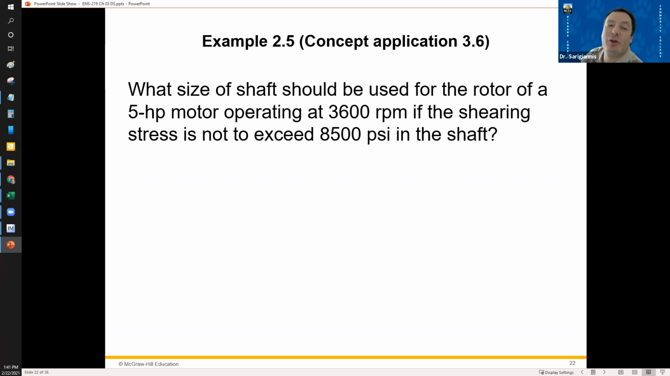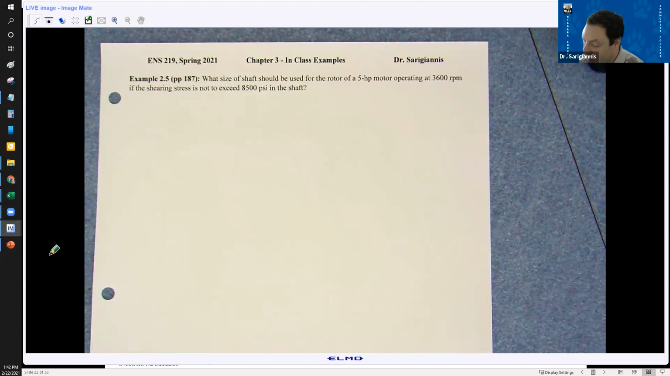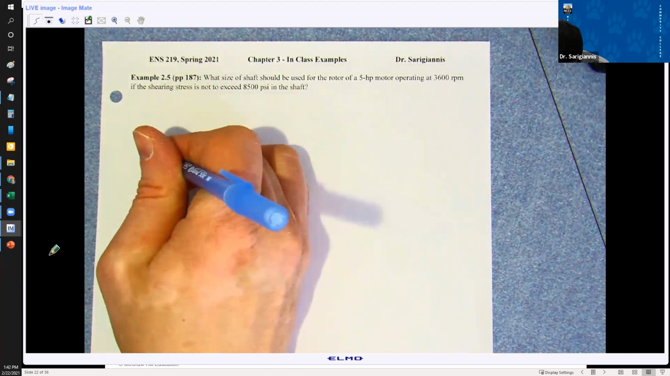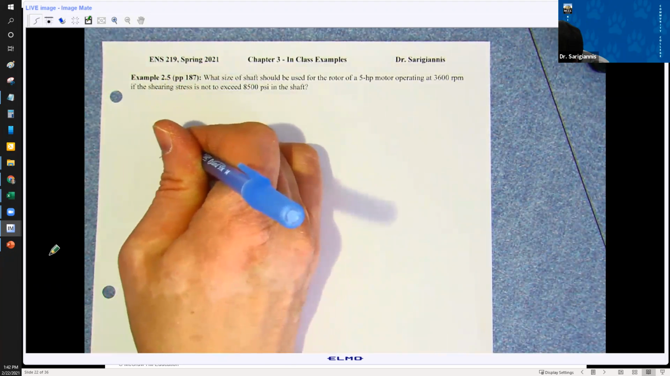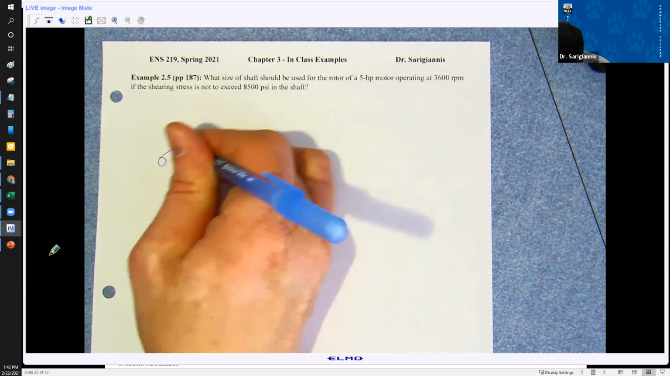What size shaft should be used for the rotor of a 5 horsepower motor operating at 3,600 RPM if the shearing stress is not to exceed 8,500 PSI in the shaft? All right, so I put this in on paper. I'm going to sketch this out so we have something to look at here. Rotor of a 5 horsepower motor.